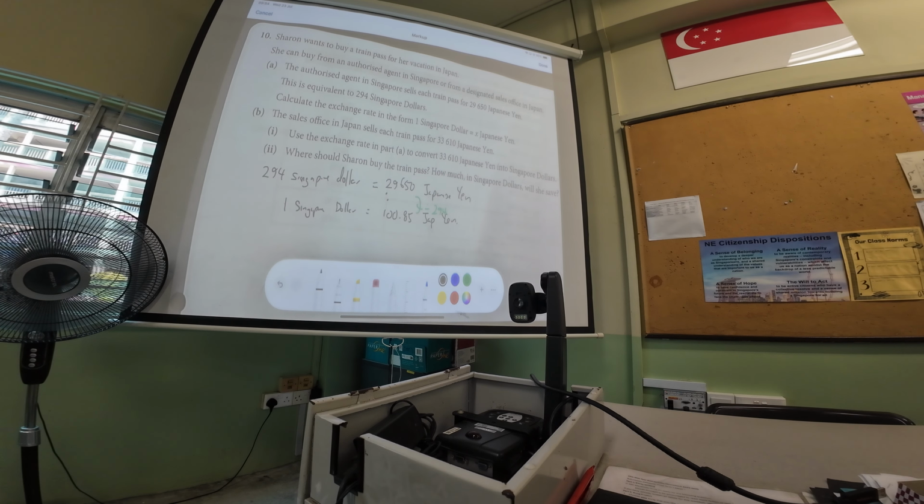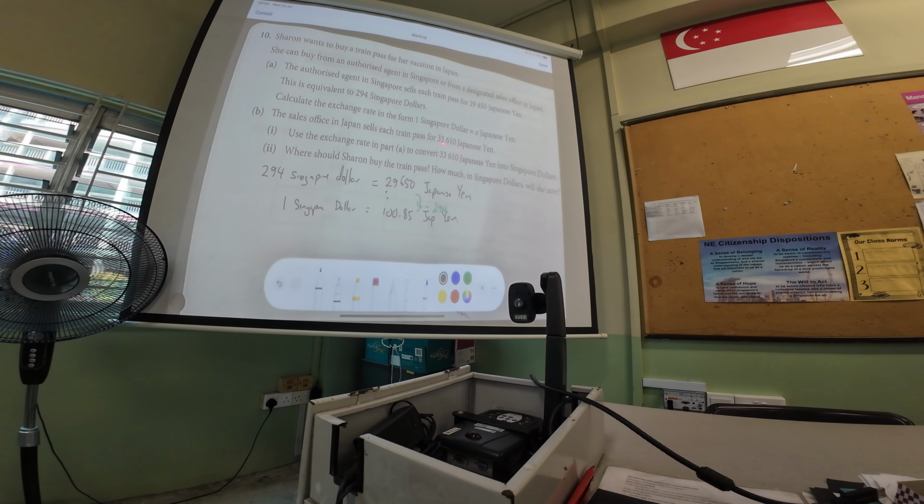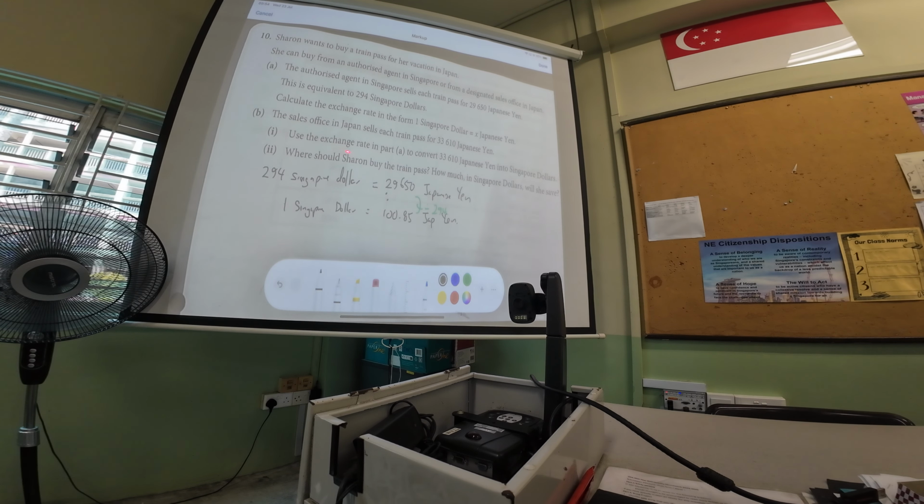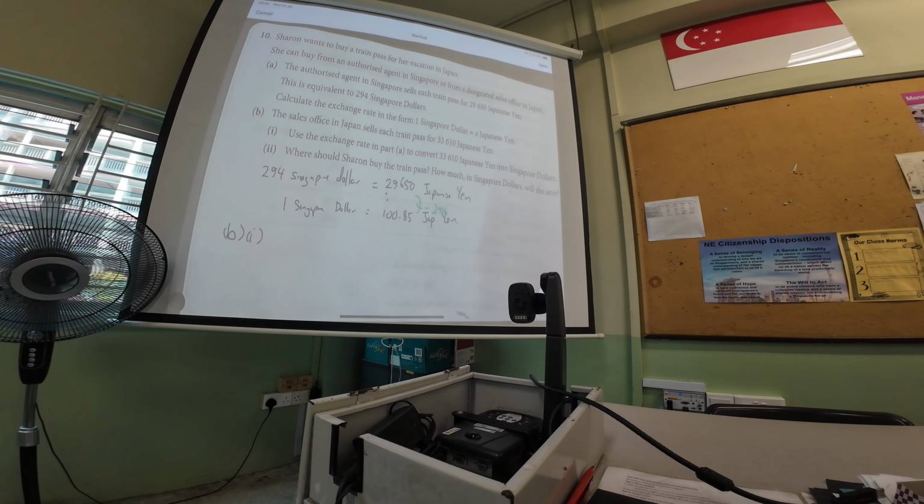So to compare which one is cheaper, we must use our exchange rate that we found and find 33610 in Singapore is how much? They want us to use the exchange rate to convert this into Singapore dollars. So part B, 1, we are using the same exchange rate. So 1 Singapore dollar is equal to 100.85 yen.